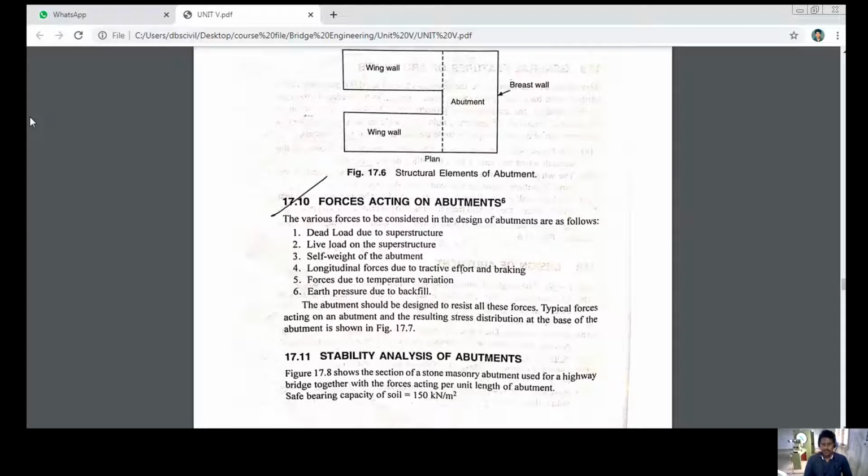The next point they have mentioned is that the abutment should be designed to resist all these forces. All these forces are nothing but what we have discussed earlier, the forces acting on abutments. All these six forces should be resisted by an abutment. Typical forces acting on an abutment and resulting stress distribution at the base of the abutment is shown. We will see that diagram very soon.